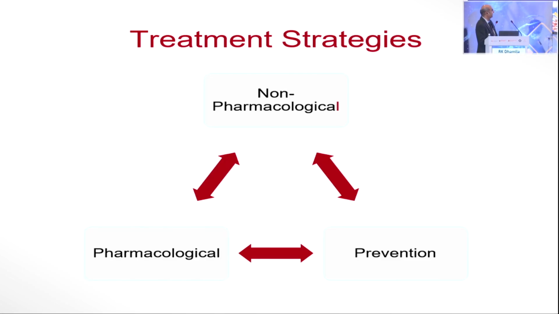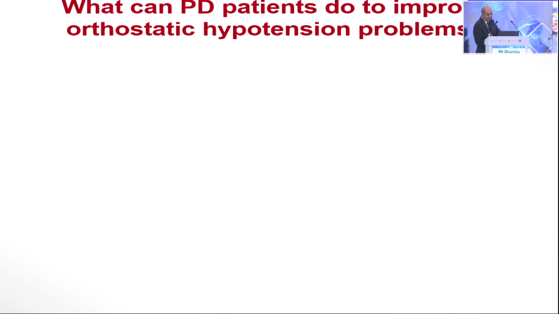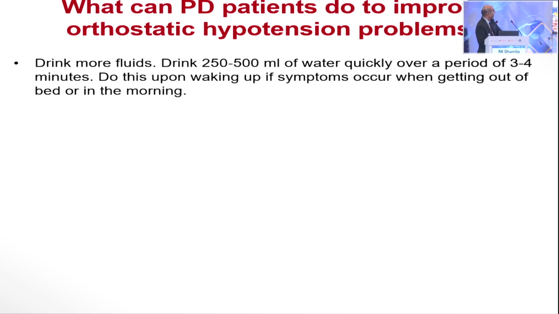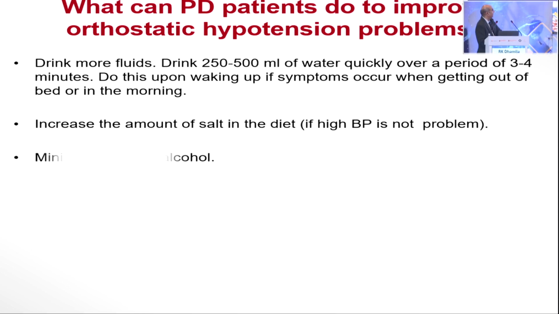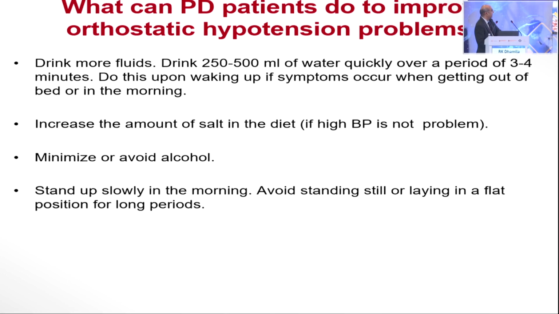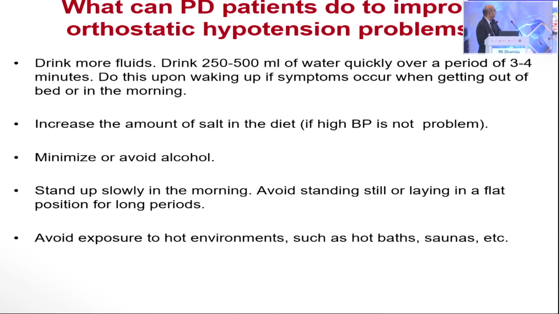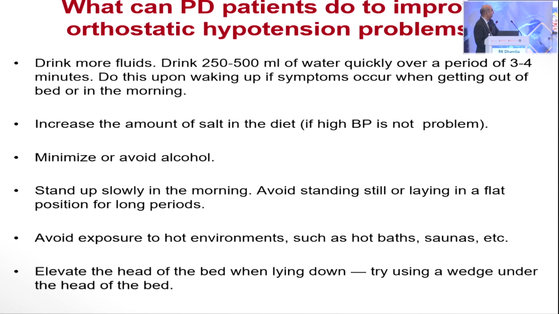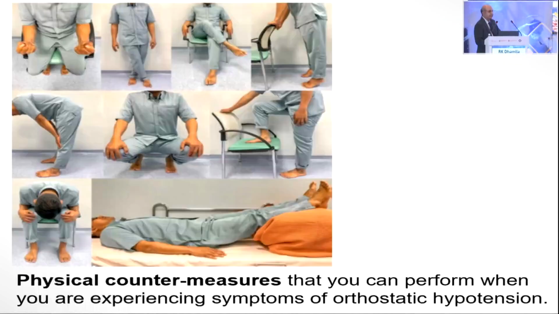So how do we manage? The three pillars, of course, prevention is the first thing, then pharmacological and non-pharmacological measures, which are equally important. So you have to have these non-pharmacological methods. All of you know this. A lot of fluids, increasing the salt, avoiding alcohol, standing up slowly in the morning, going to the toilet. Of course, sitting on the edge of the bed for 2 minutes. That is a very simple method, and of course avoiding exposure to hot environments, hot baths, saunas. And the other thing is you can elevate the head of the bed while lying down. Try using a wedge under the head.